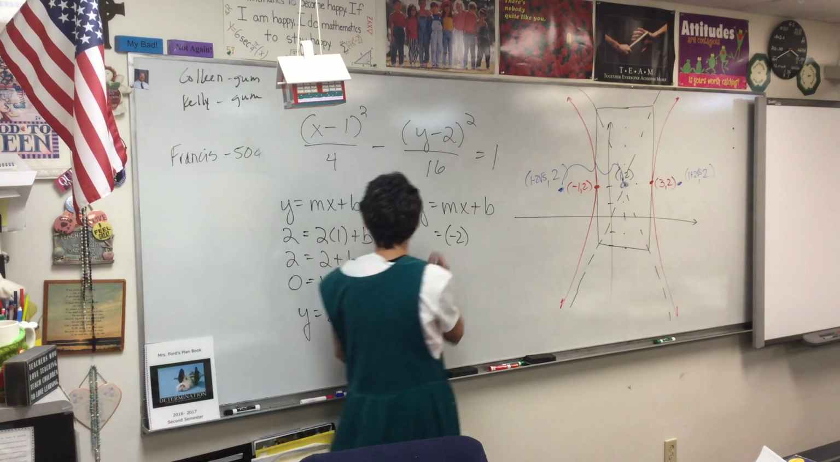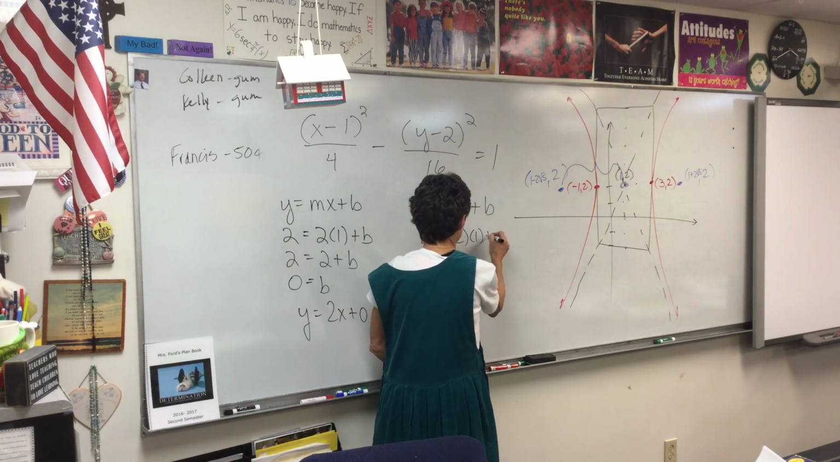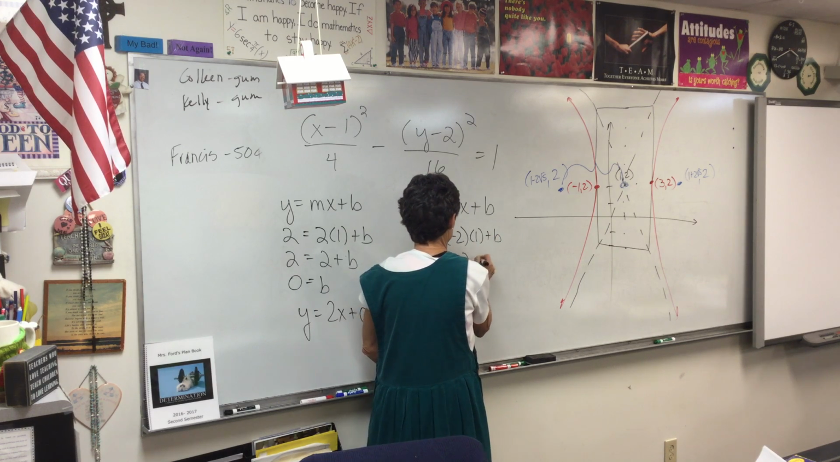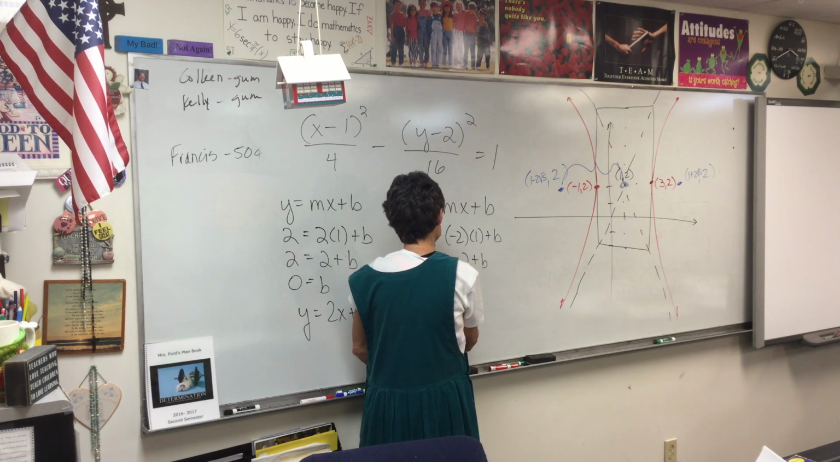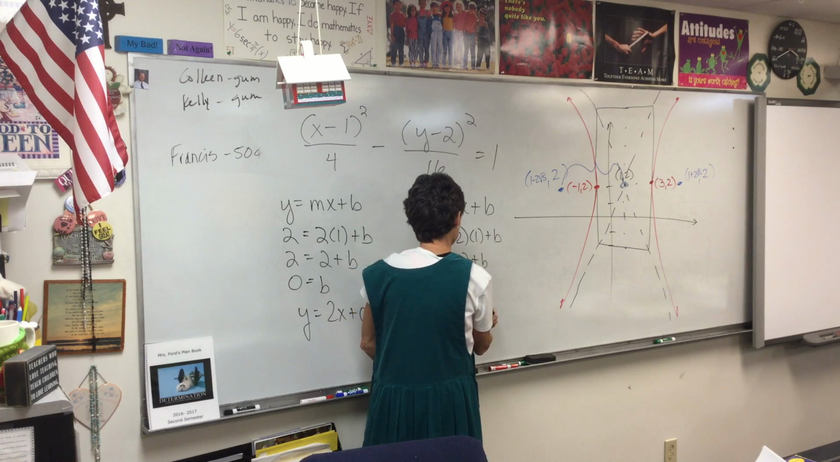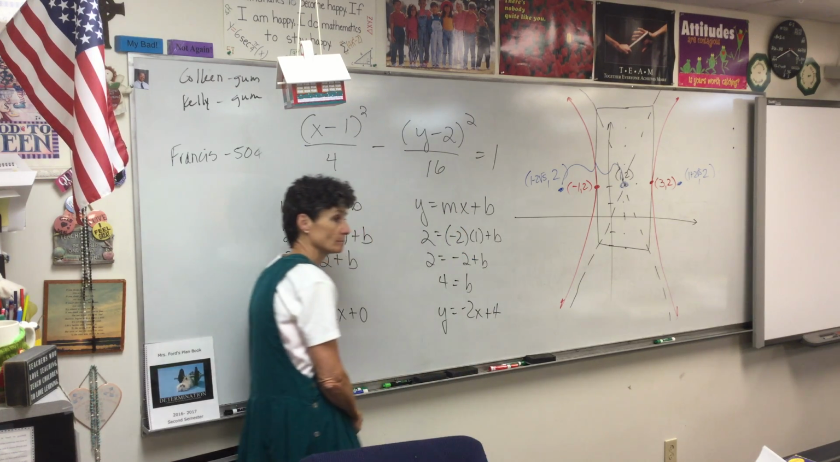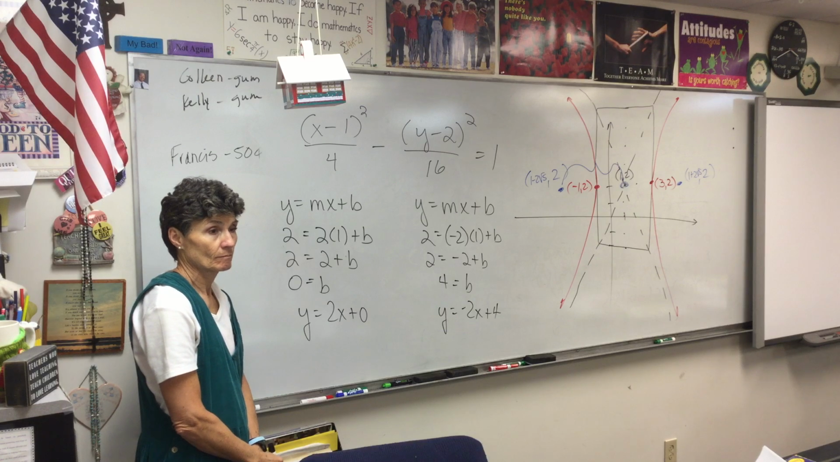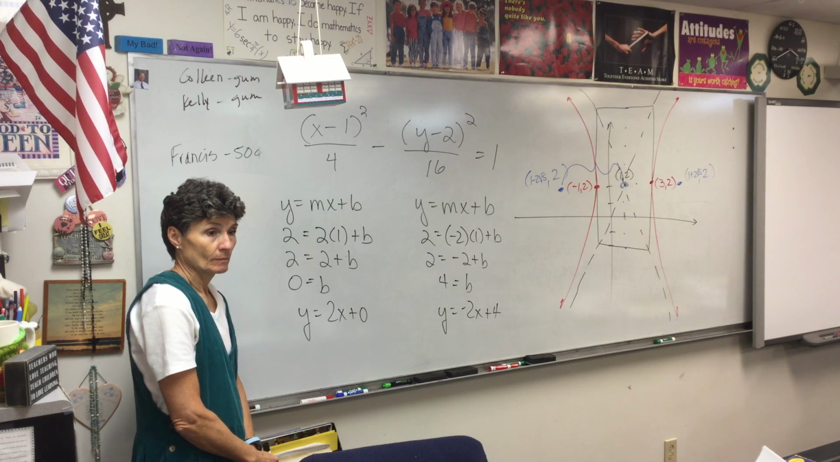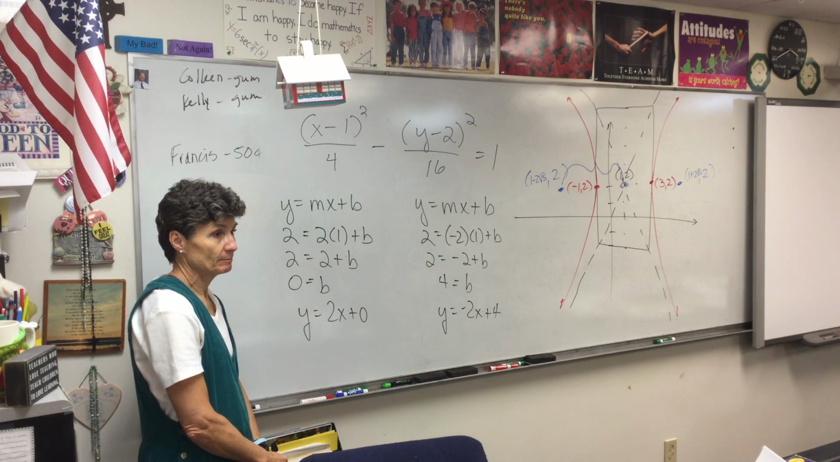And over here I'm going to do the same thing. It's a lot easier when they aren't fractions, isn't it? So y equals negative 2x plus 4. Anybody have an issue with that?